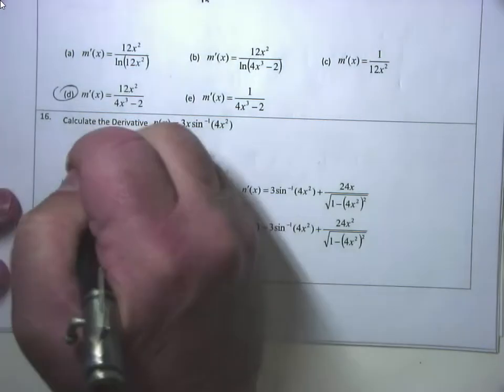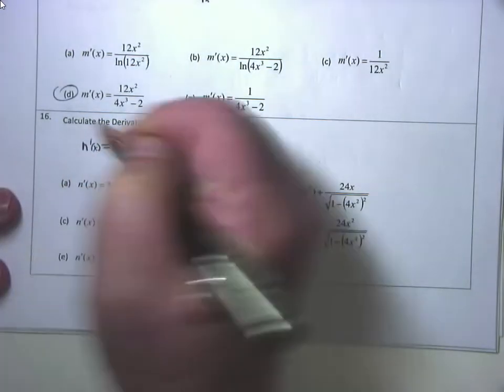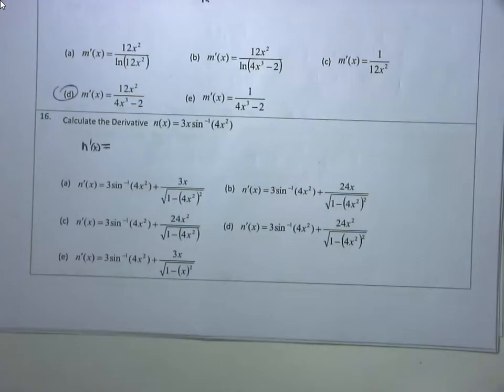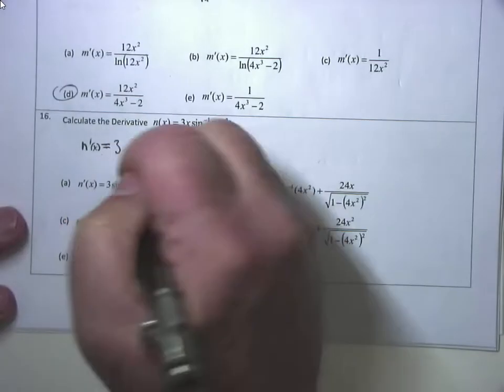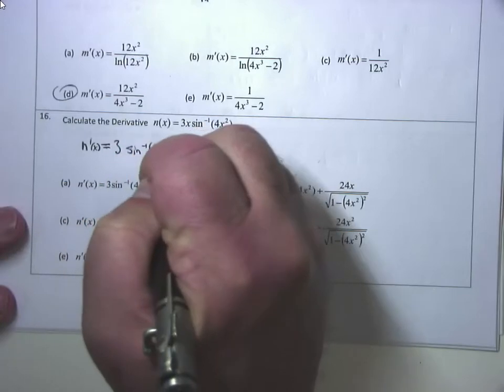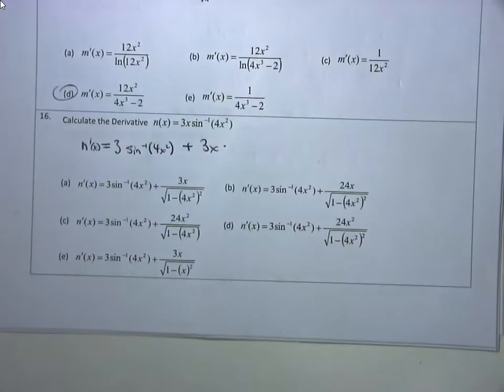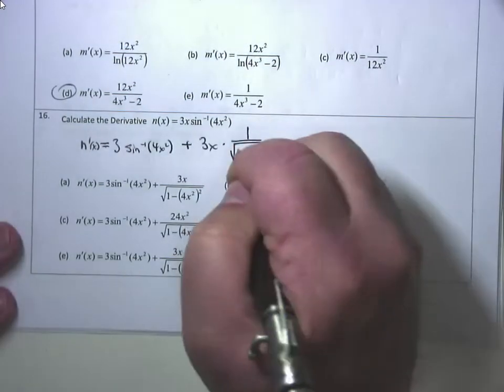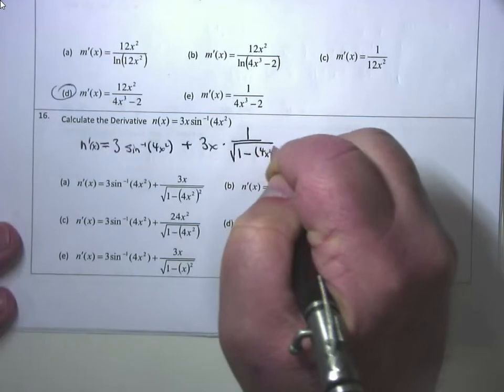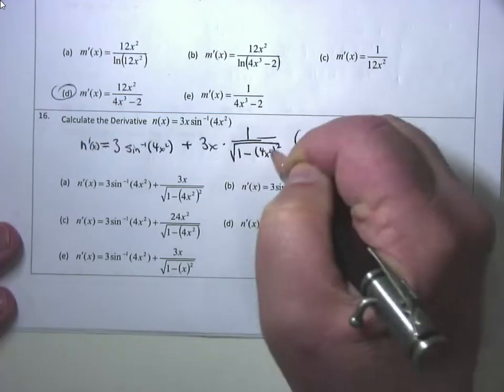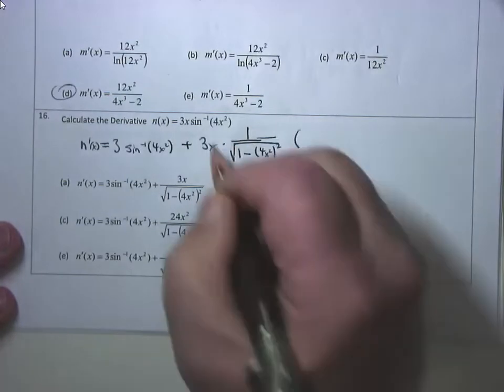So, n prime of x, remember this is calculus. Labeling is very important, even when showing your work. So, product rule. Derivative of the first, 3x, is 3, times the second, sine inverse of 4x squared, plus the first, 3x, times the derivative of the second. Well, the derivative of sine inverse of x is 1 over the square root of 1 minus x squared. The derivative of sine inverse of a function is the same thing, but you plug the function in. So that's going to be 1 over the square root of 1 minus the function 4x squared, but then chain rule, times the derivative of the inside.